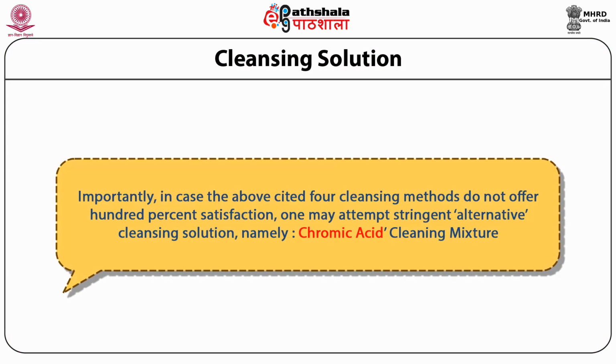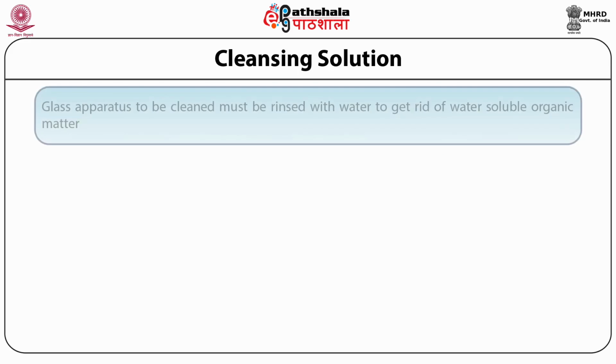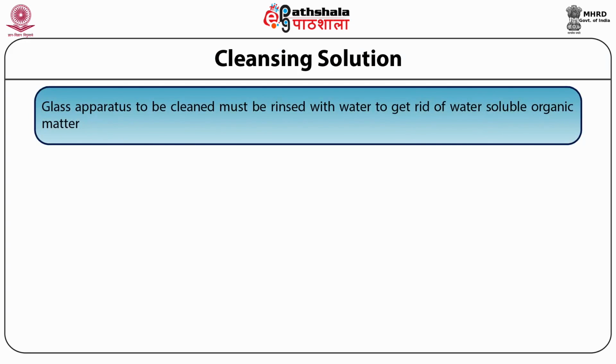Importantly, in case the above cited 4 cleansing methods do not offer 100% satisfaction, one may attempt a stringent alternative cleansing solution, namely chromic acid cleansing solution. The glass apparatus to be cleaned must be rinsed with water to get rid of water-soluble organic matter as far as possible, along with the possible reducing agents, if any.